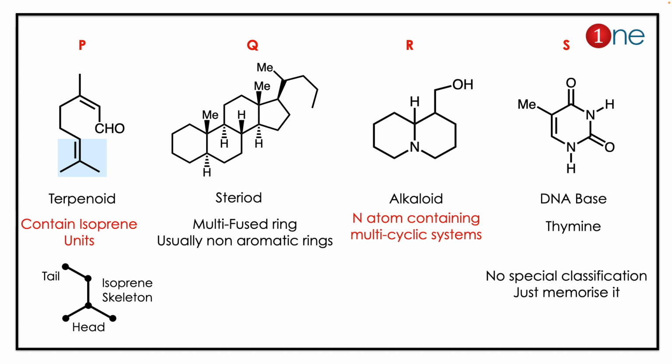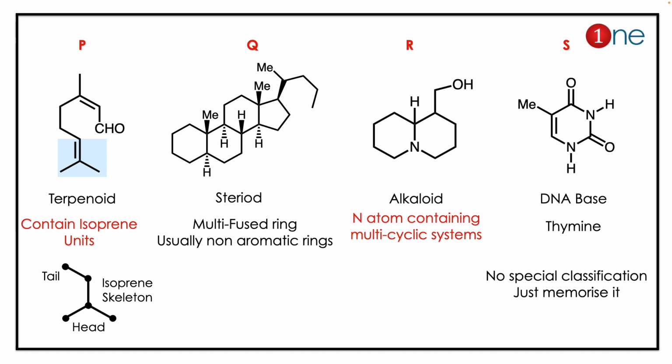P is just a terpene because you have the isoprene skeleton. You have an isobutene structure, 4 carbon and 1 methyl side chain, so technically it's an isoprene structure. Then Q is a continuous structure with 5-member and 6-member rings and a side chain. It's a multi-fused, non-aromatic ring system. Technically it is called a steroid.